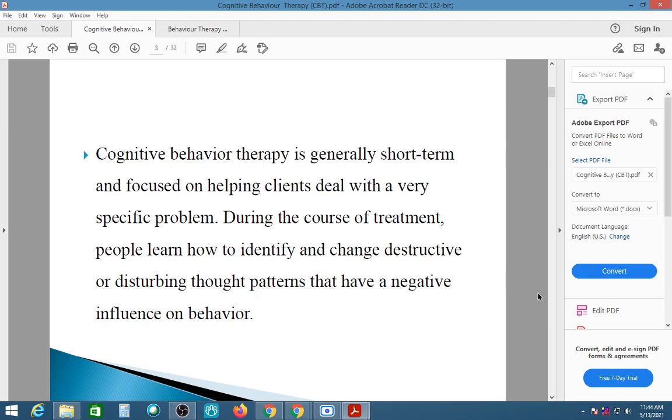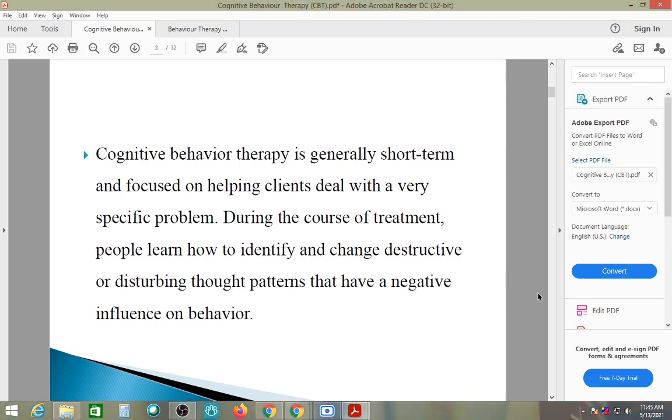Now, during the course of treatment, people learn how to identify and change destructive and disturbing thought patterns that have a negative influence on behavior. Now, remember, a person who requires CBT is a person who has maladaptive behavior. That means those behaviors which disturb the everyday functioning of a person, or those behaviors that bring about a change in the daily life management of a person.